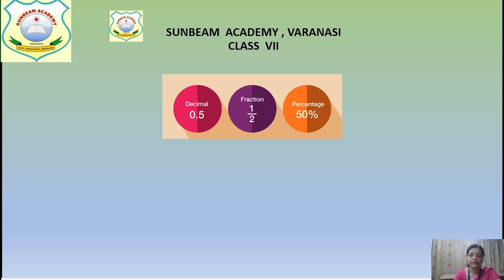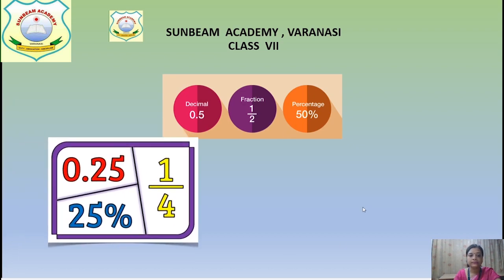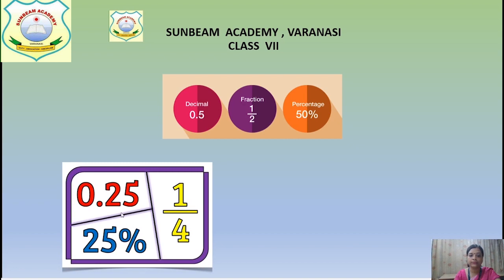Now let's see another example. It is 0.25. 0.25 is written in decimal. In percentage, it can be written as 25%. Out of 100, you are having 25 children. So then it will be 25%.